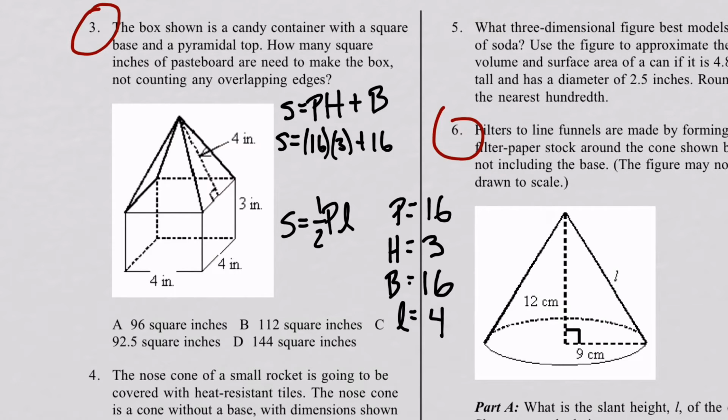Surface area equals P, which is 16, times H, which is 3, plus the area of the base, which is 16. And that is going to give me, just punch it into your calculator real quick, 16 times 3 plus 16, and you get 64.